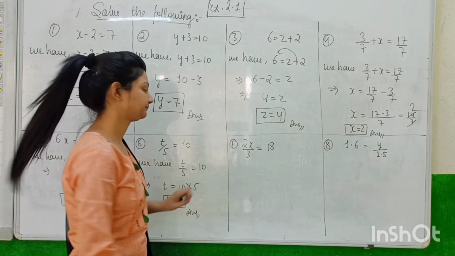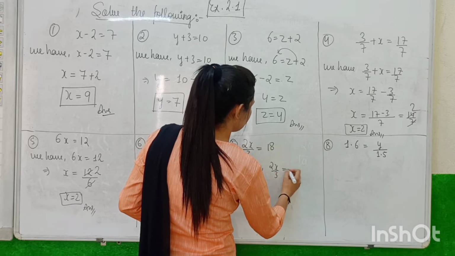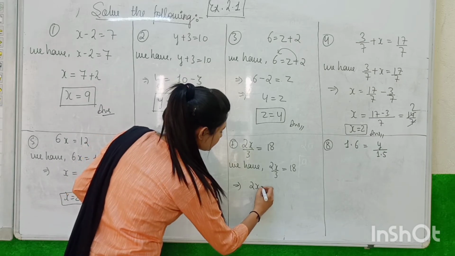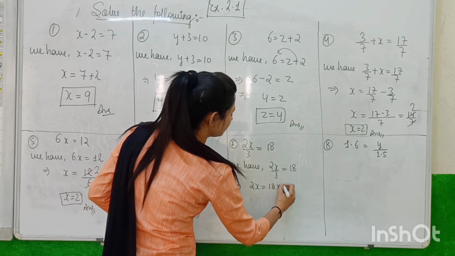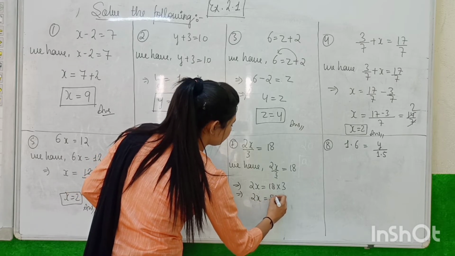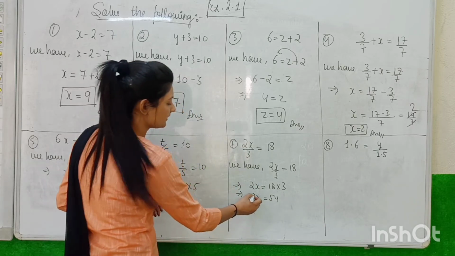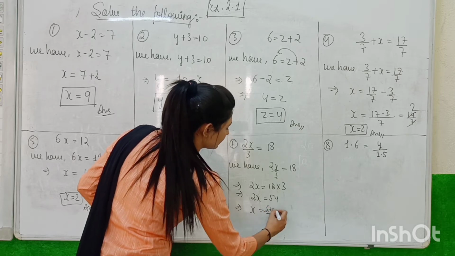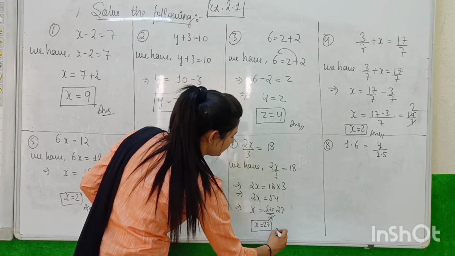See now, here, what we have here, 2x upon 3 is equals to 18. So first of all, what we'll do, this 2x will be written as it is. Now this 3 is in the division part. So in the RHS, this will go in the multiplication. This is equals to 2x is equals to 54. So now this x will be kept here. Now this 2 is in the multiplication. So this will go in the division. This will be cancelled. So x is equals to 27. This is the answer.